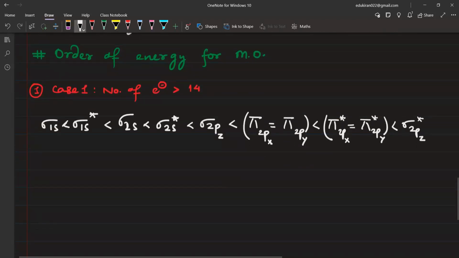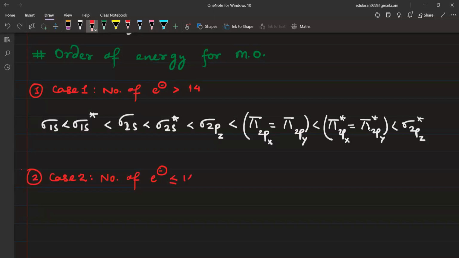Obviously, the next case is going to be case number 2. There is an explanation for all of these things, and why we have two different cases. A little hint has also been given in NCERT. So in case 2, the number of electrons is smaller than or equal to 14, less than or equal to 14.